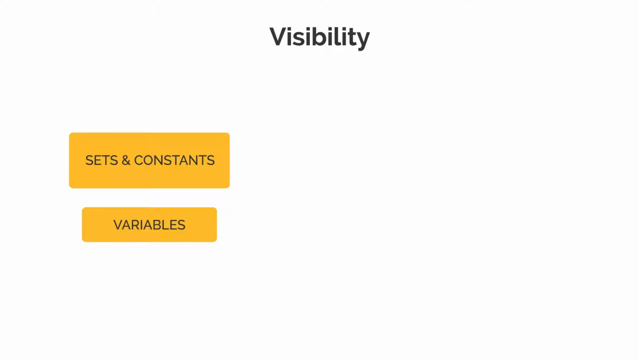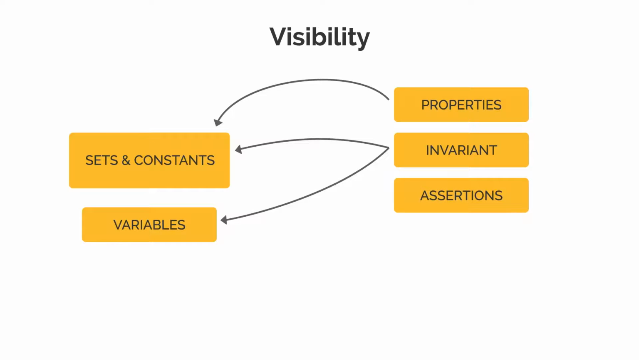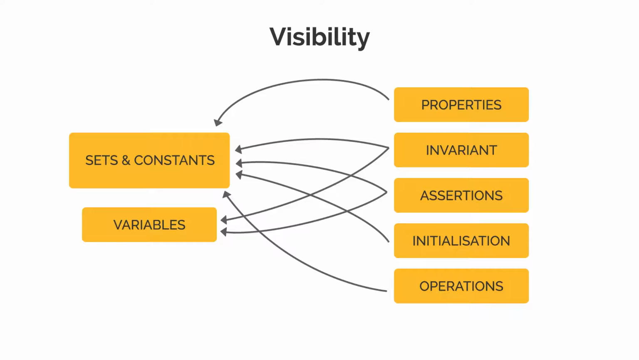Regarding visibility, given an abstract machine with sets and constants and variables, we have that the clause properties of this machine is able to read the sets and the constants, and the invariant of this machine is able to see the sets and constants and also the variables of the machine. The assertions of this machine is also able to see the sets, constants, and variables of this machine, as the initialization of this machine and the operations of this machine, which are also both able to see the sets, constants, and variables of the machine.